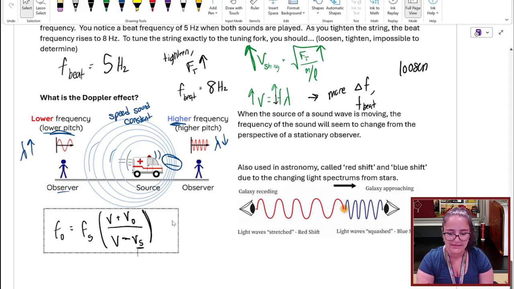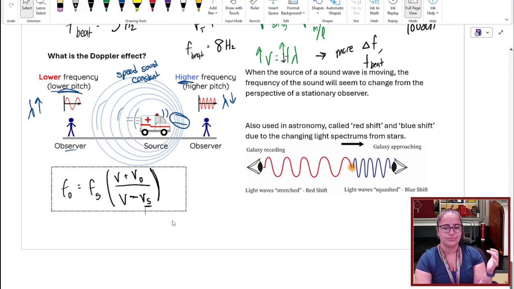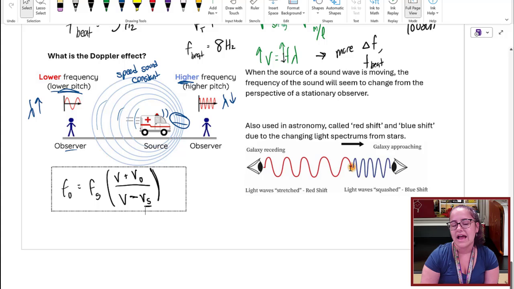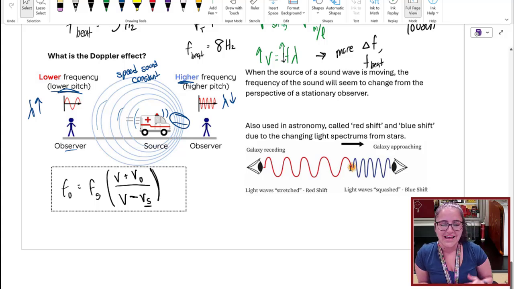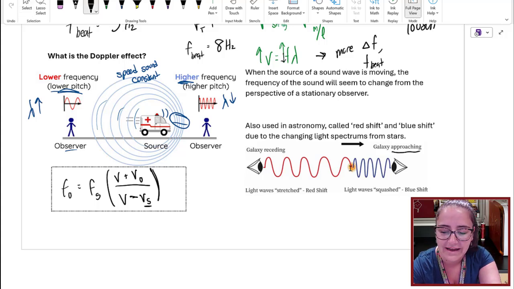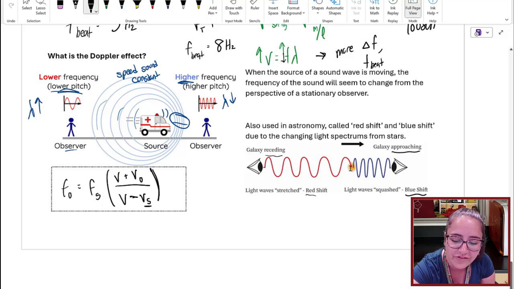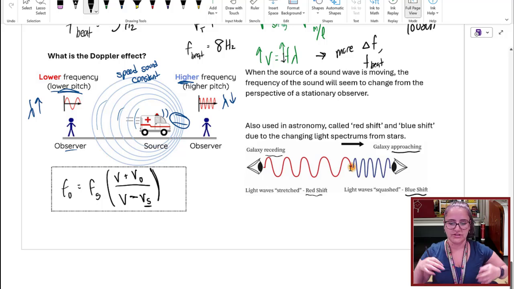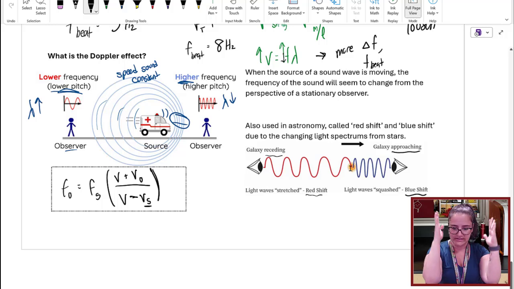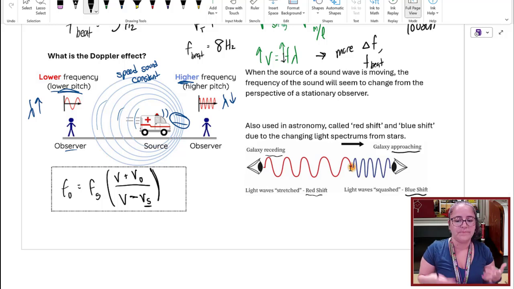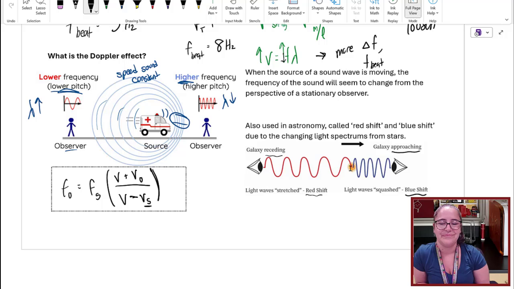Now, you might also hear this used in astronomy. This is called redshift and blue shift, and it's due to the light from galaxies. So we study the spectrum of light from galaxies. If a galaxy is moving toward us, then we say it is blue shifted, whereas if a galaxy is moving away from us, we say that its spectrum is red shifted. We'll see all of its light characteristics, light waves, get longer, and we know that it's moving away. That's how we have evidence that the galaxy and the universe is expanding.